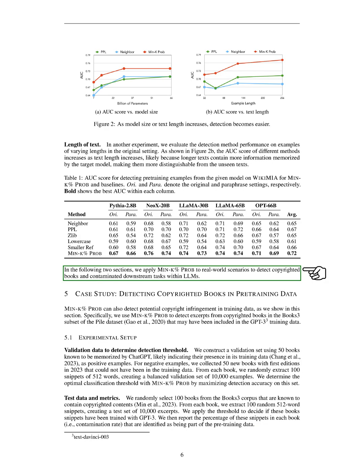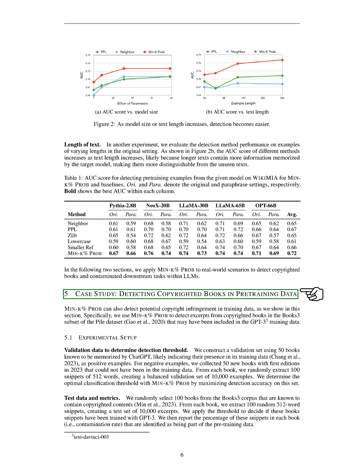We've also applied min-K% PROB to real-world scenarios to detect copyrighted books and contaminated downstream tasks within language models. We've shown that our method can detect potential copyright infringement in training data. For example, we used min-K% PROB to detect excerpts from copyrighted books in a dataset that may have been included in the training data of a popular language model.